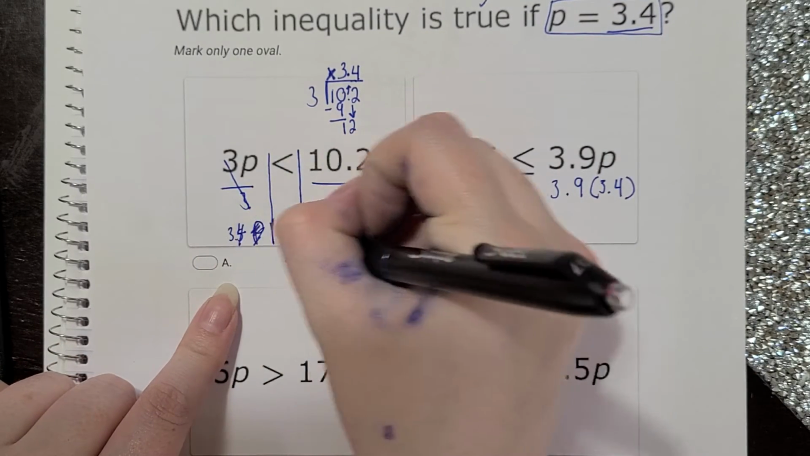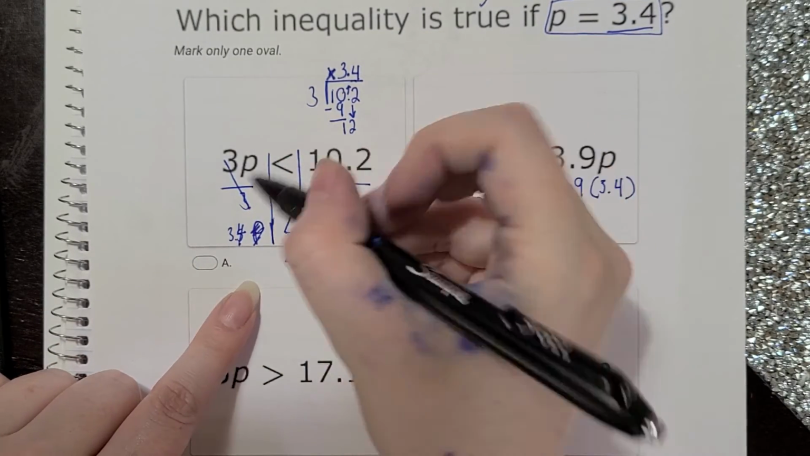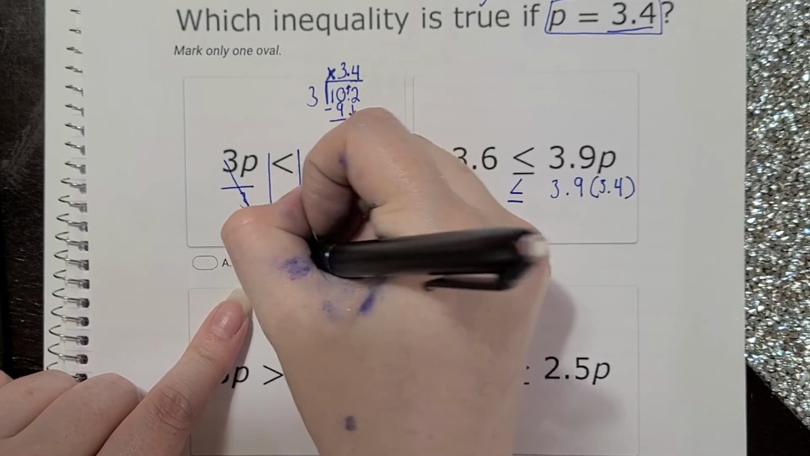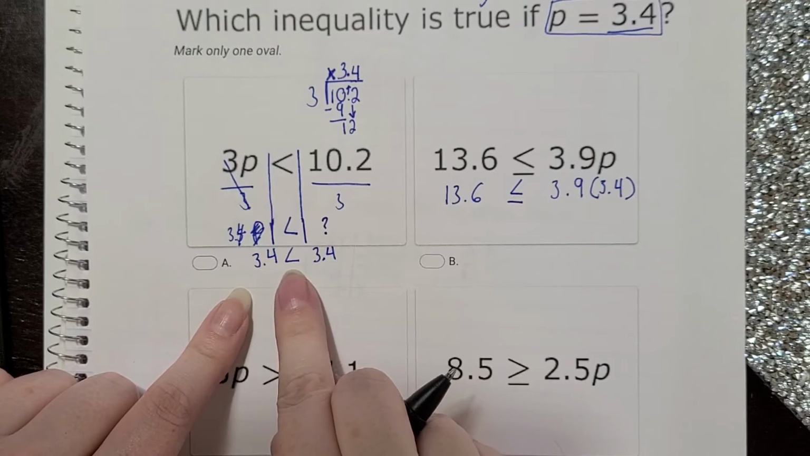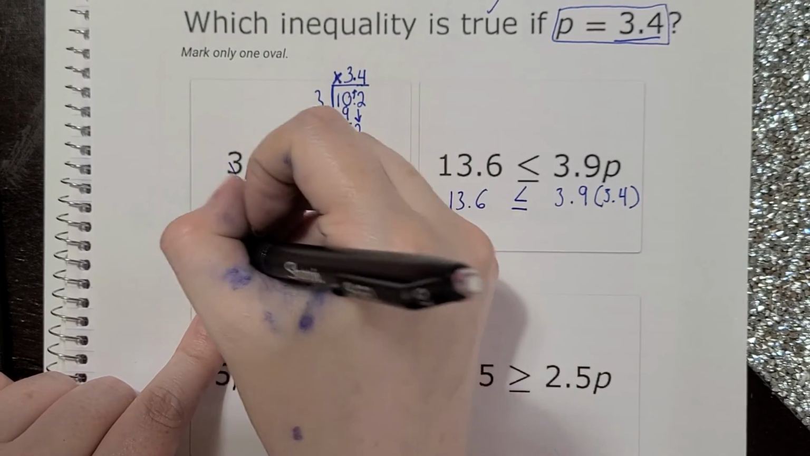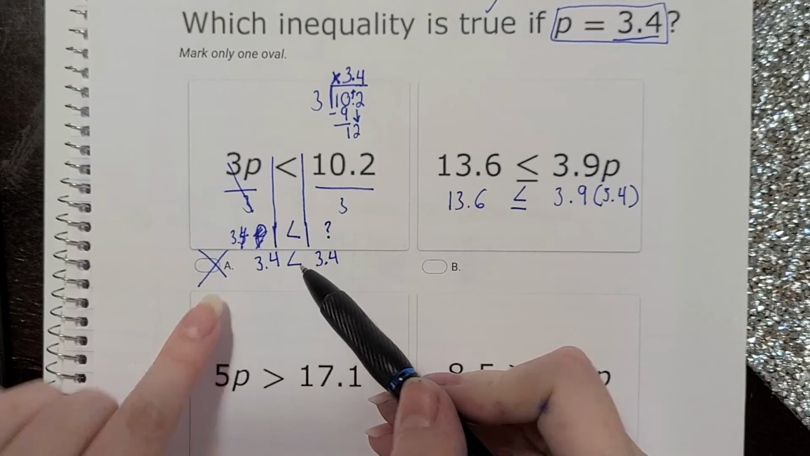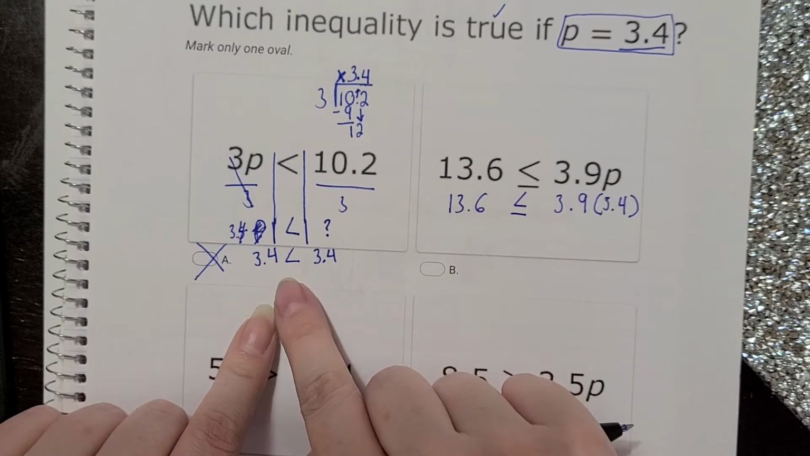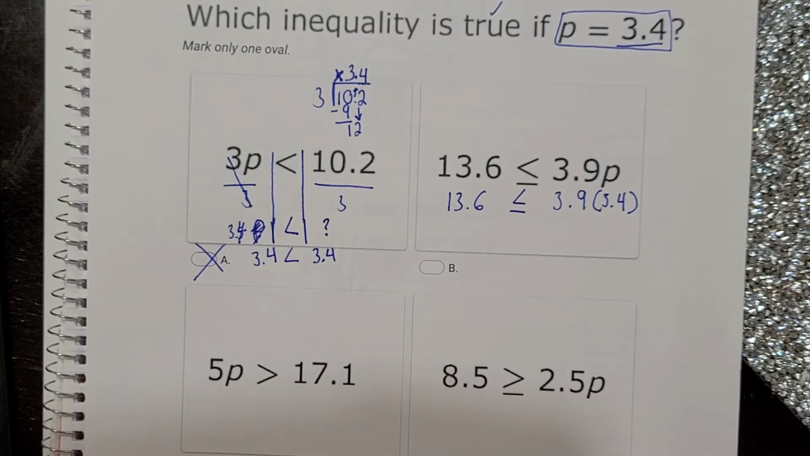So is p less than 3.4? Well, if p is equal to 3.4, is 3.4 less than 3.4? No. You need an answer choice that is true. 3.4 is not smaller than itself. It would need to say or equal to for that to be true.